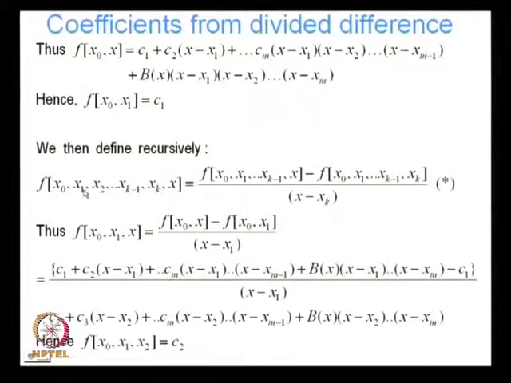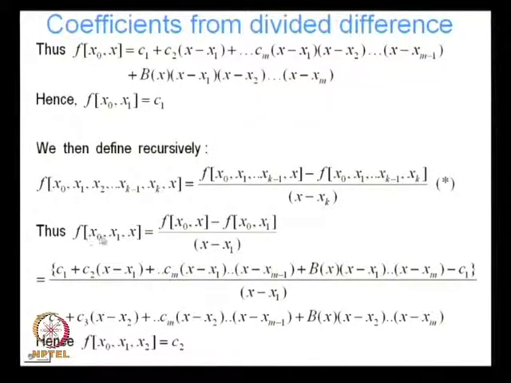So if I have f of x0 x1 x, what will I have? f of x0 x1 x will be equal to f of x0 x minus f of x0 x1, divided by x minus x1, right. So it will be like that. Similarly, f of x0 x1 x2 x would be equal to f of x0 x1 x minus f of x0 x1 x2, divided by x minus x2, like that. So this is how I am going to define the generic divided difference operator.